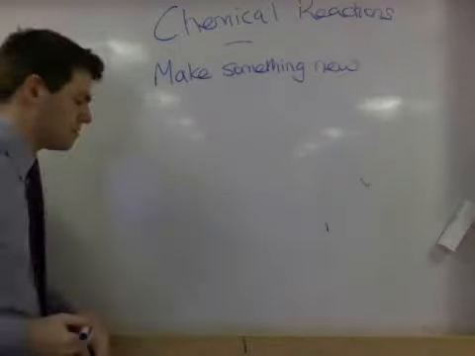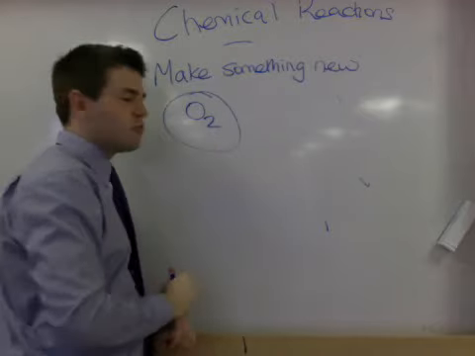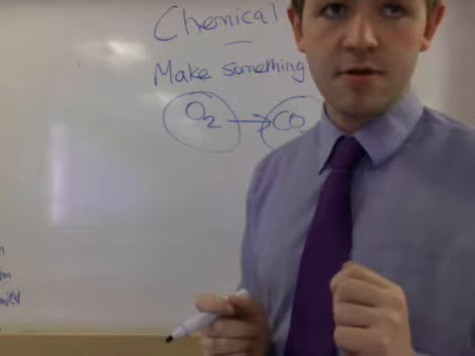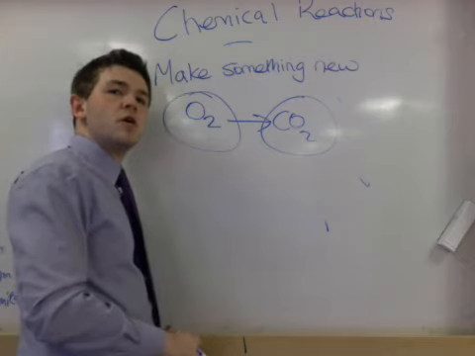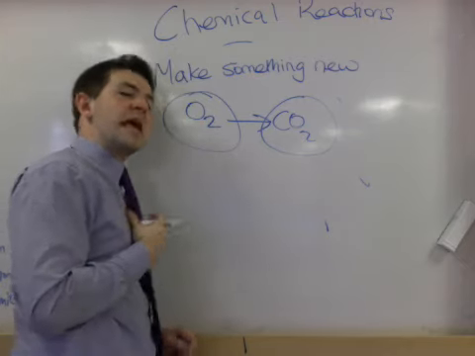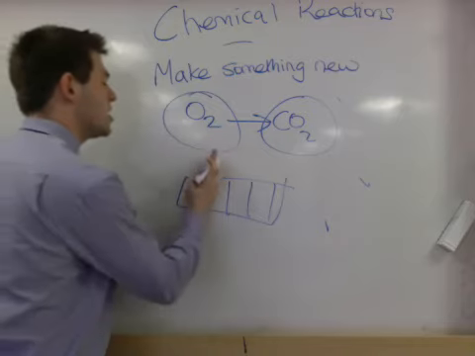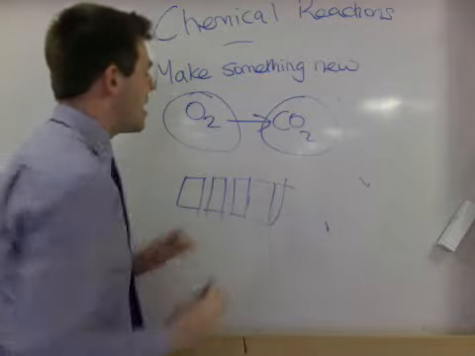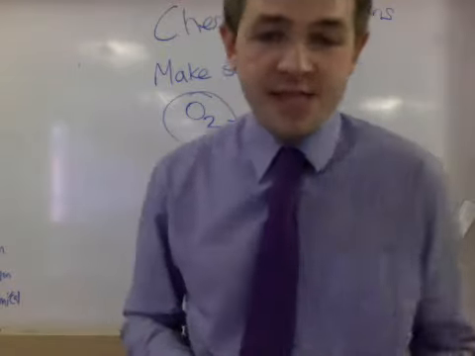So, for example, if I did burn something, that oxygen I had was being turned into carbon dioxide. It's a new product. I've made something new. If I, for example, choose to eat the food and my body breaks down those long carbohydrates and I make them into smaller individual ones, I am making something new. There's been a chemical reaction. That's the key difference.